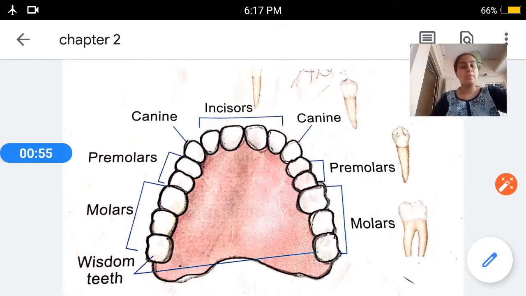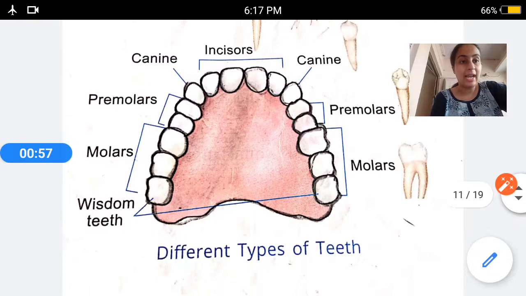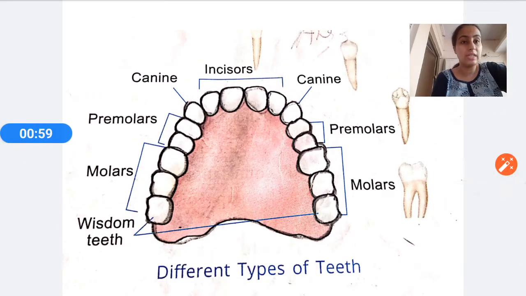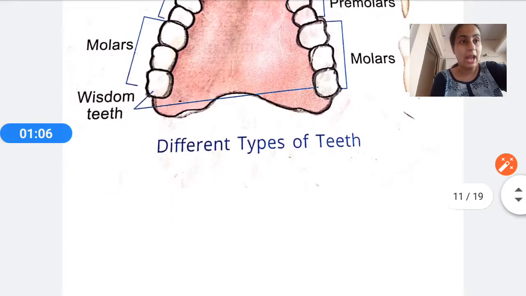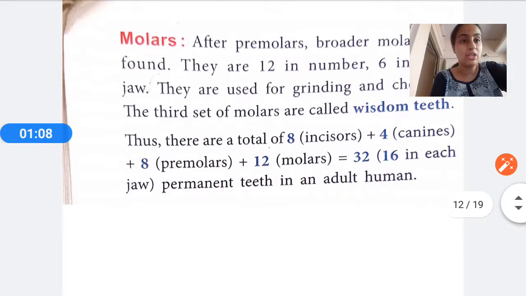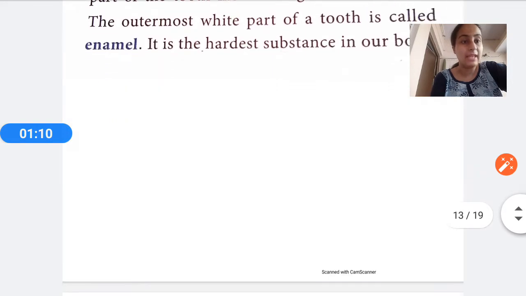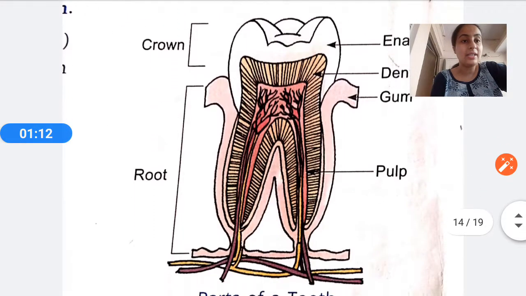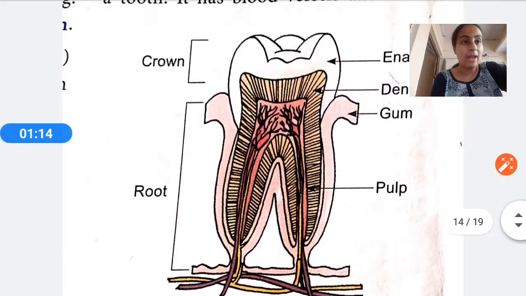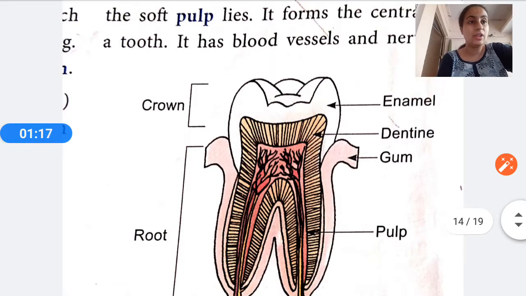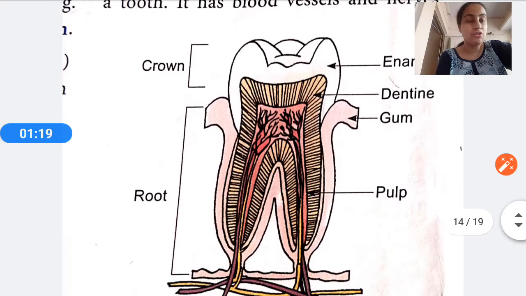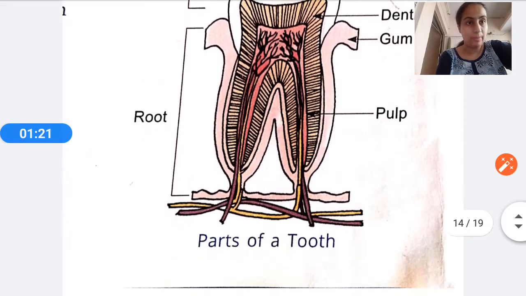Before moving forward, the diagram that shows the different types of teeth, you must draw in your copy. It is an important diagram. I hope you have gone through the previous video and tried to understand the chapter. The second diagram you need to draw is the parts of a tooth. This is also an important diagram, so please try to draw it in your science copy.